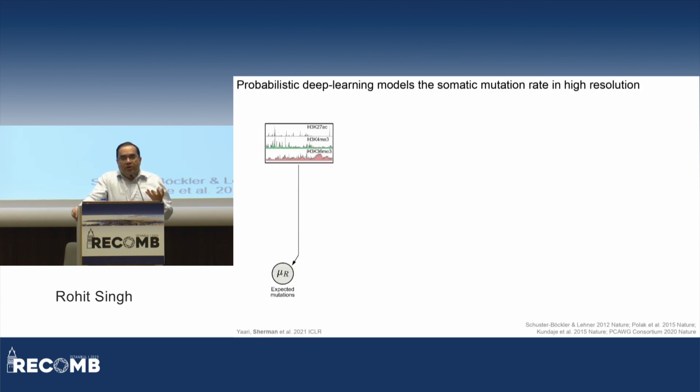And so how do you do that, right? In a coding sequence, you can look for synonymous mutations and use that as a proxy for neutral mutations. But in the non-coding genome, the 98%, you can't really do that. You have to do something else.